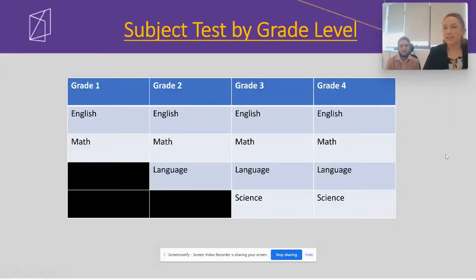Now, the assessment for MAP is done in grade 1, 2, 3, and 4. Students in grade 1 take English and math, and actually English and math is across the whole school from 1 to 4. When you get into grade 2, that's when students take on the language assessment. And then in grade 3 and 4, students have all assessments of English, math, language, and science.